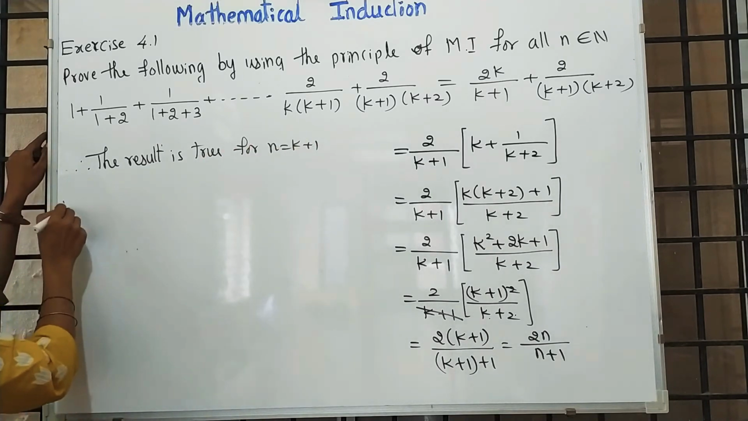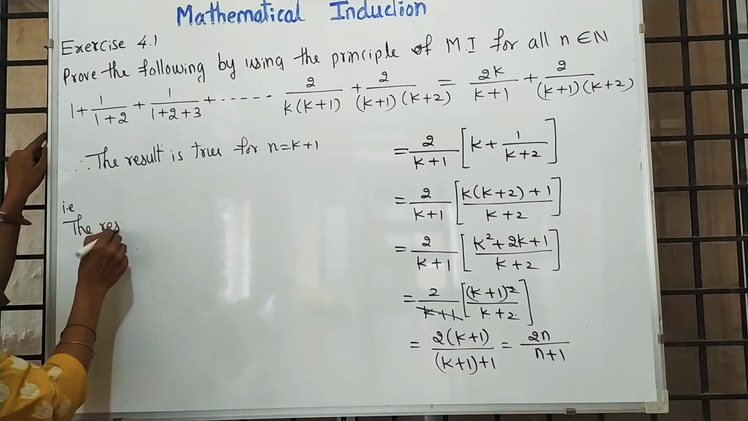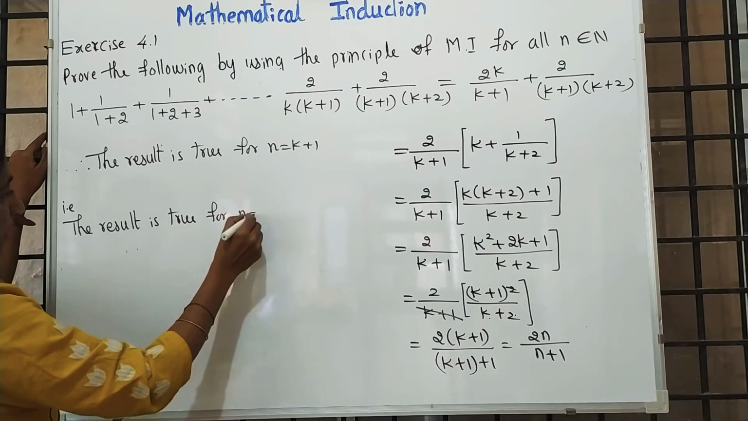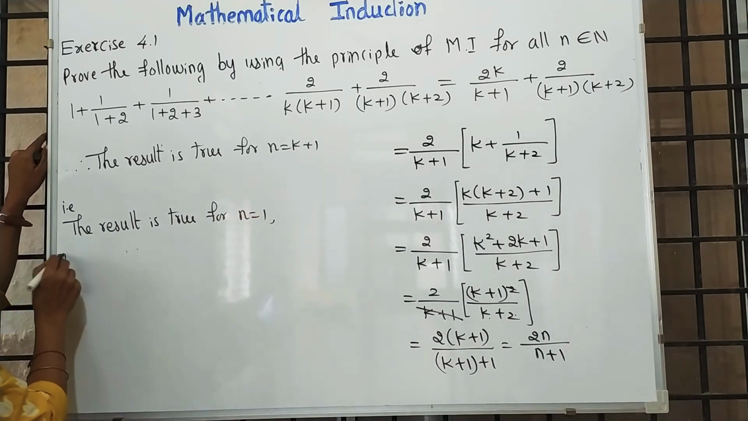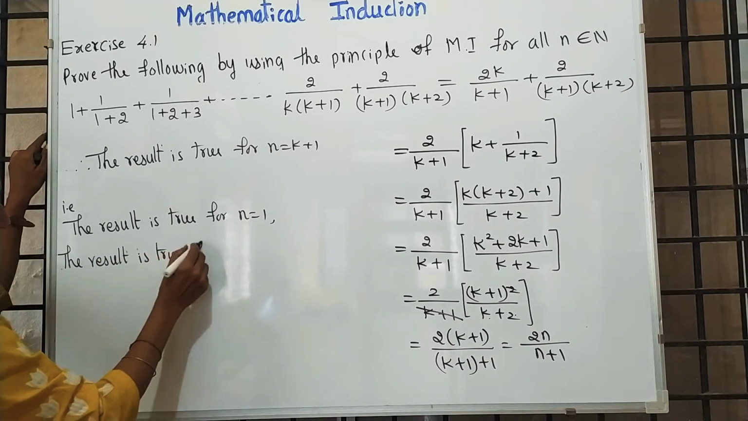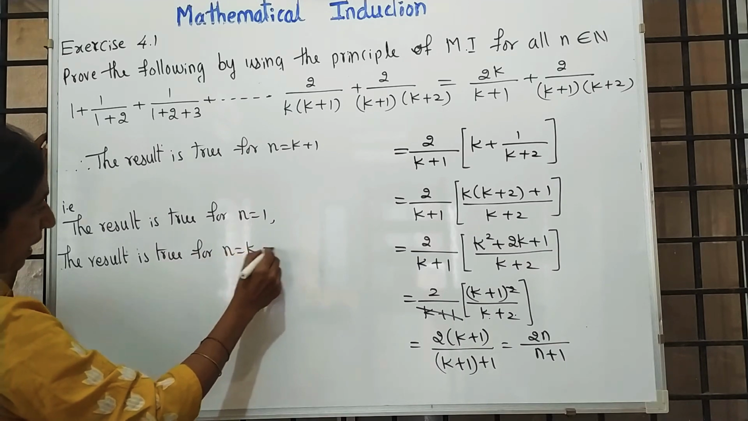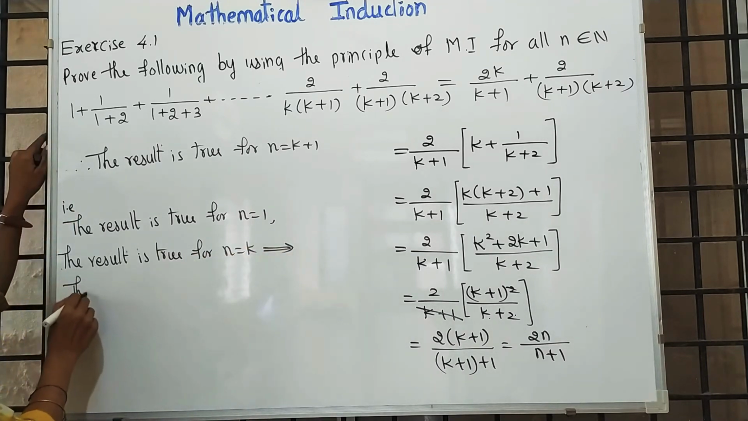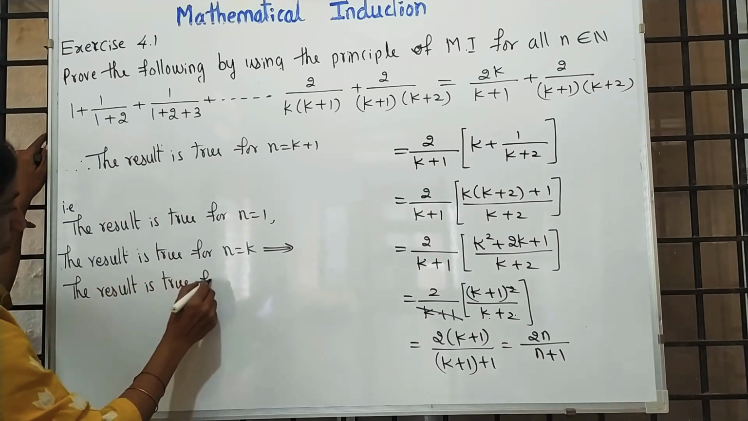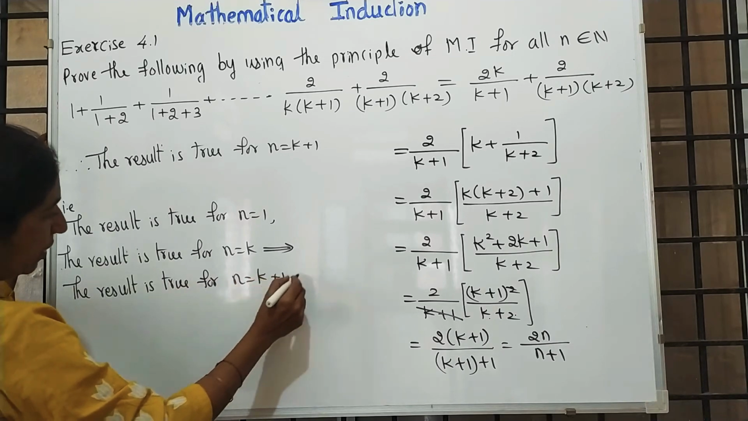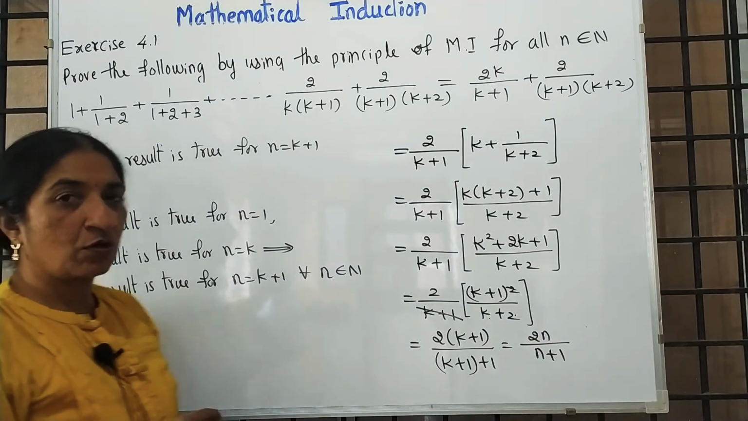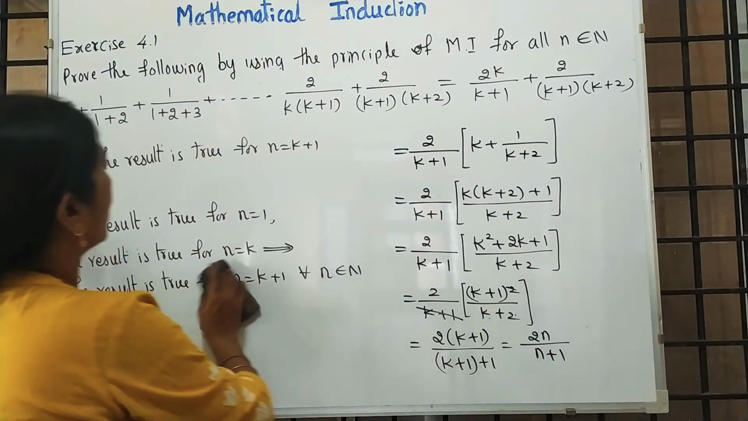That means what we proved? The result is true for n is equal to 1. The result is true for n is equal to k implies the result is true for n is equal to k plus 1, for all positive integral values of n. For all n belongs to N, means positive integral values of n.